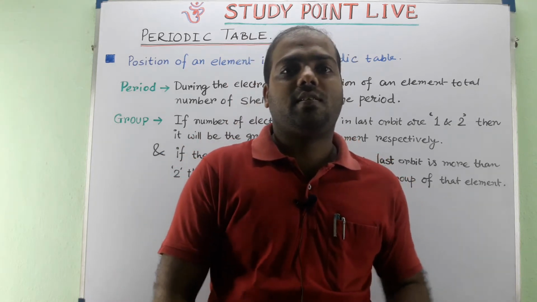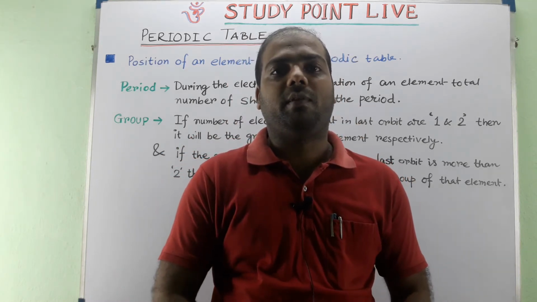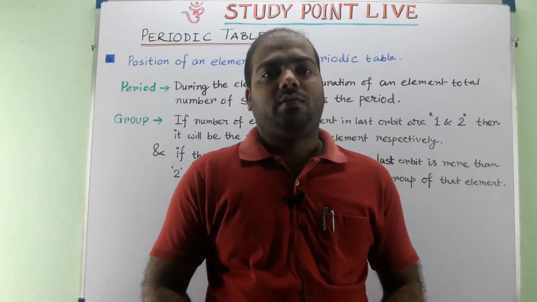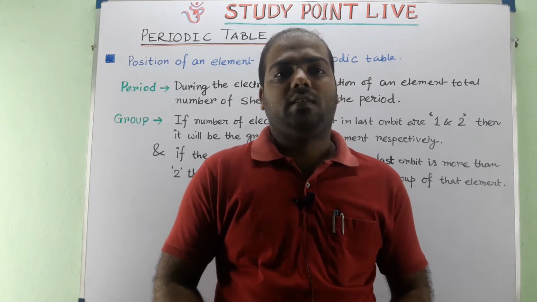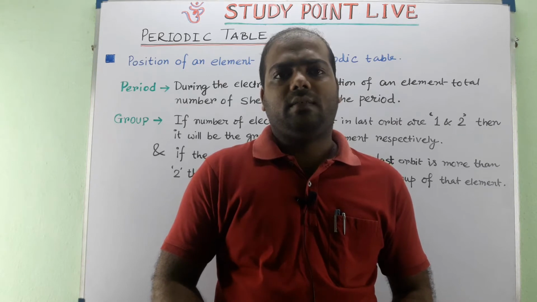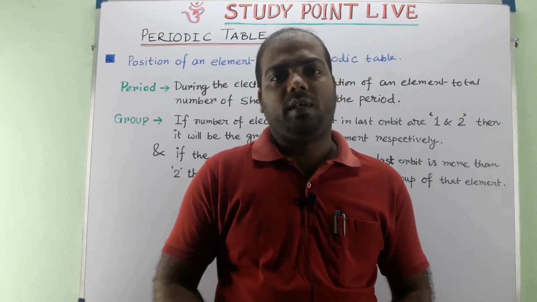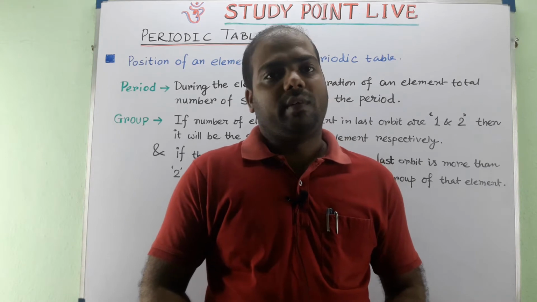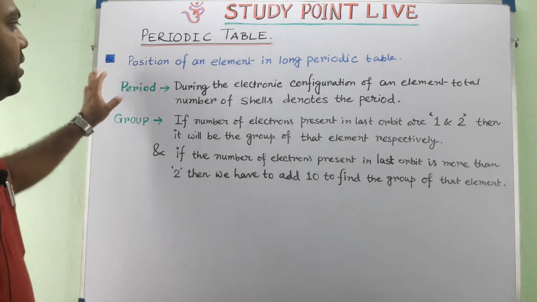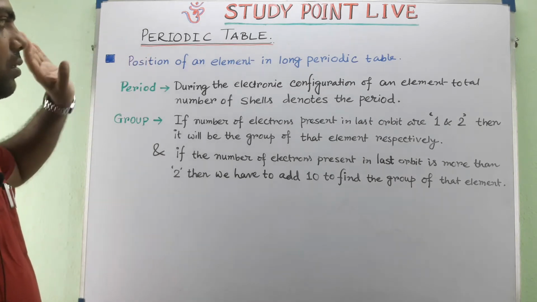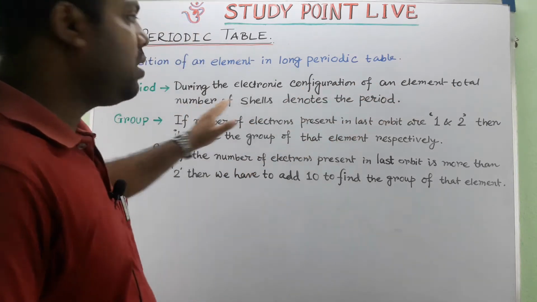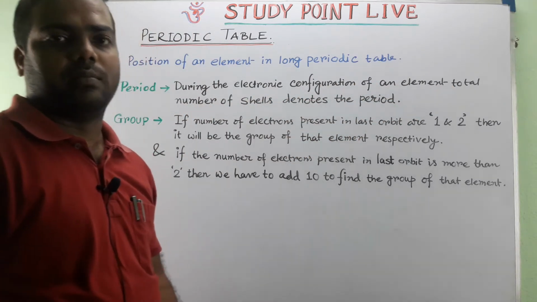So students, this is the continuation of the last class on the periodic table. First of all, we are going to discuss the position of an element in our long periodic table. How to find the period and group of an element will be discussed here. The position of an element in a period is determined from its electronic configuration: the total number of shells denotes the period of that element.